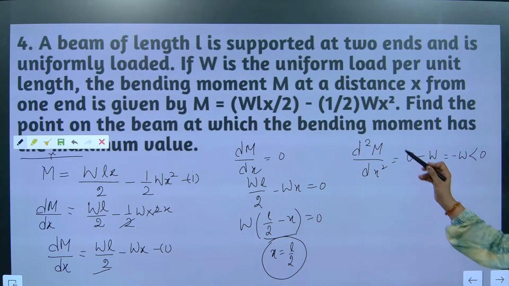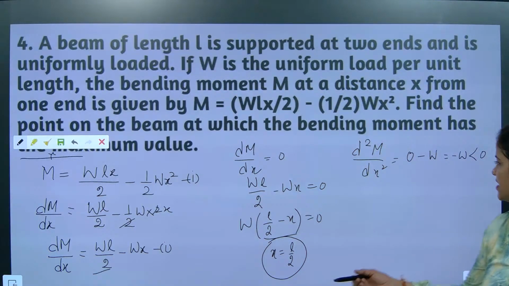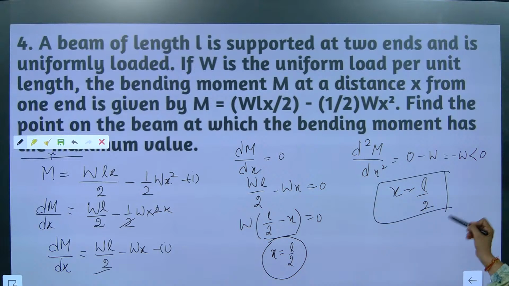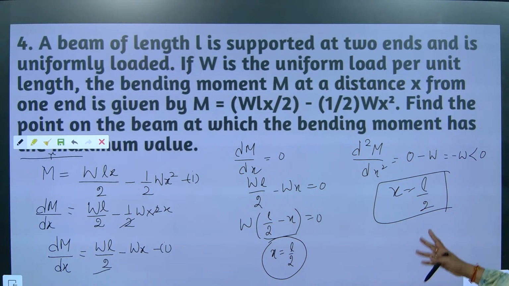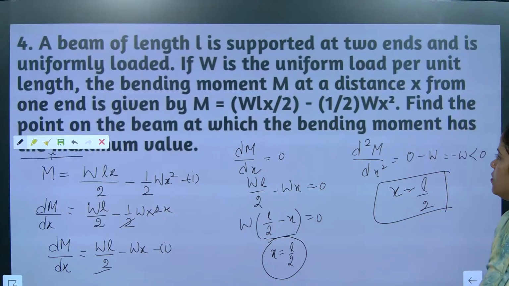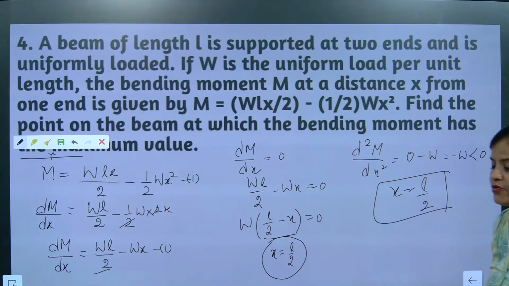They are asking when the bending moment has maximum value. So maximum value will occur when x will be equal to L by 2. So the answer came now, because they are asking when is the bending moment maximum, when x will be equal to L by 2. The maximum value itself they did not ask. They asked this only. So when x will be equal to L by 2, I hope everybody understood this.